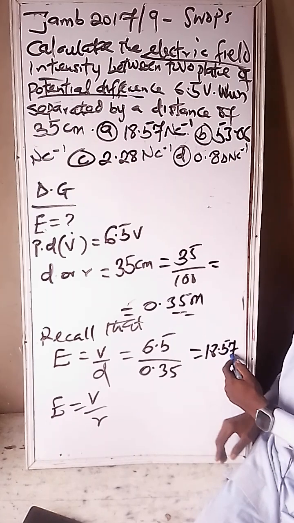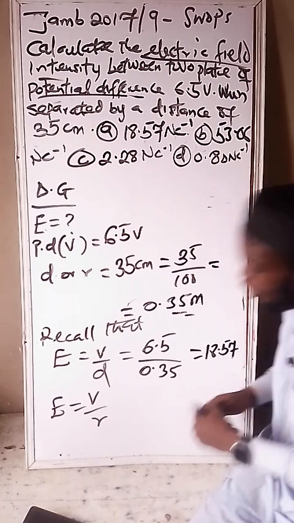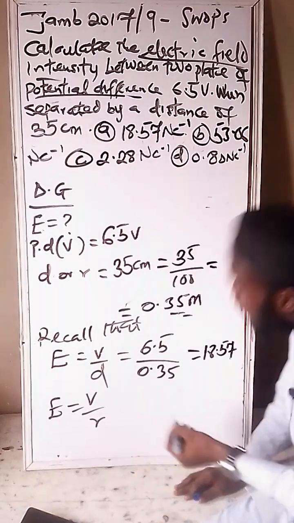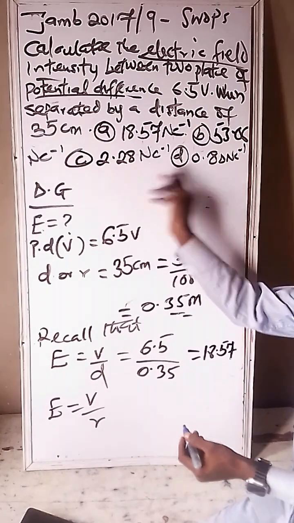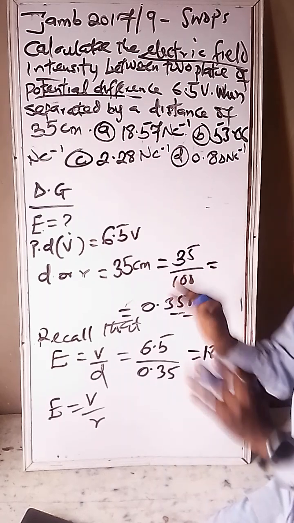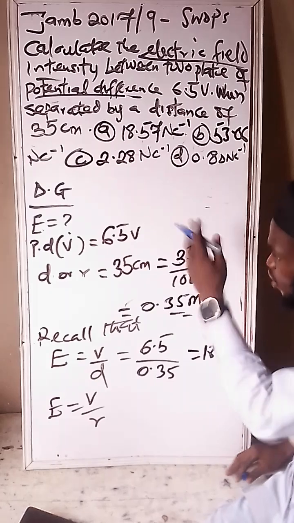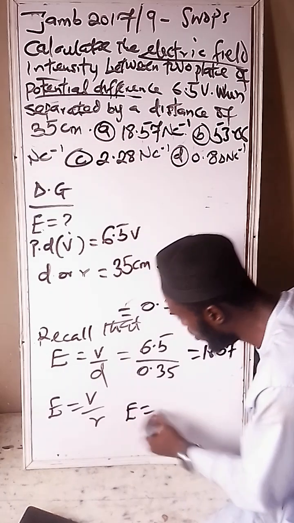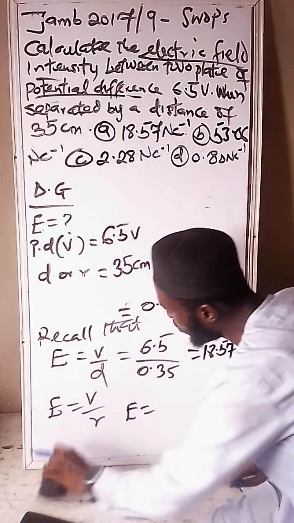18.57. That is the answer that we'll get. Then what will be the SI unit? It is Newton per coulomb. It's still the same thing. Or they can use volt per meter, anyhow. So they use Newton per coulomb. Therefore, E is 18.57 Newton per coulomb.